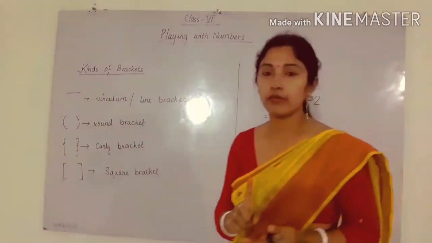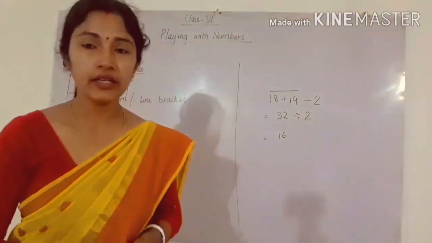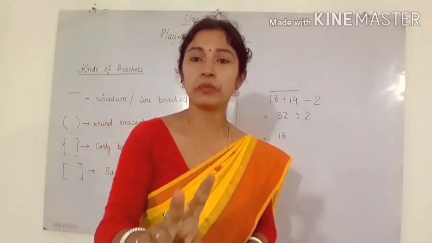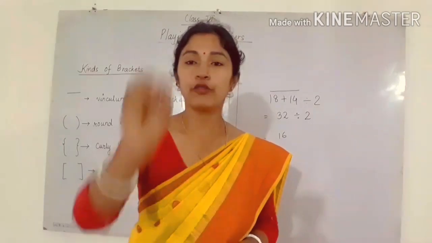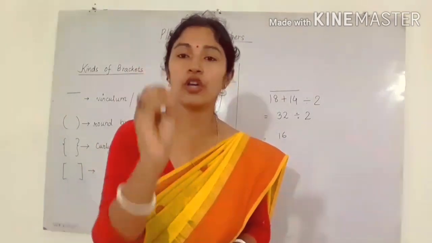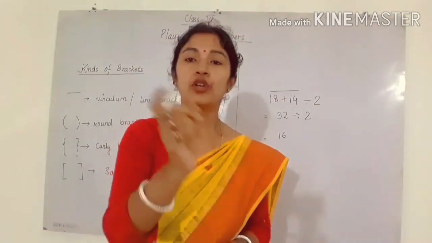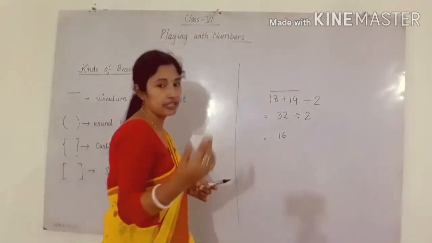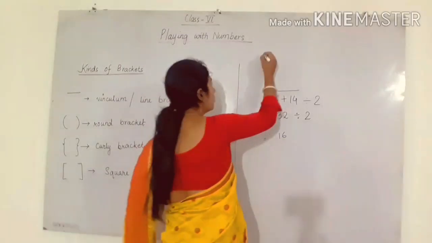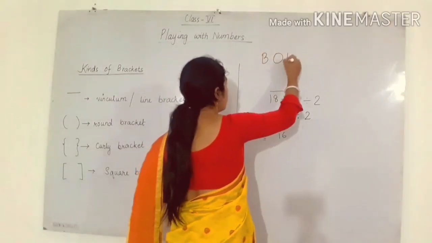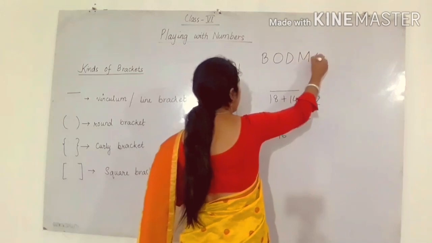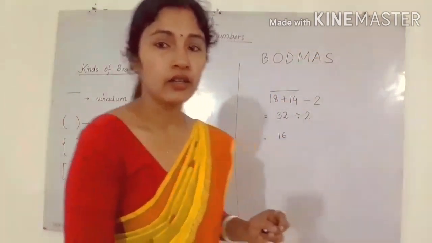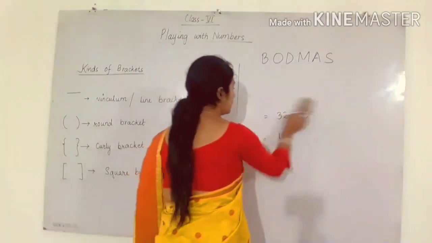So you have to check for the bracket. First of all, remember you have to solve the bracket. Then you have to go for the operations, that means the 4 operations: addition, subtraction, multiplication, division. So first of all, you have to solve the bracket first. So our new order of operations will become BODMAS. Meaning of B is bracket. Okay, so I am writing it.